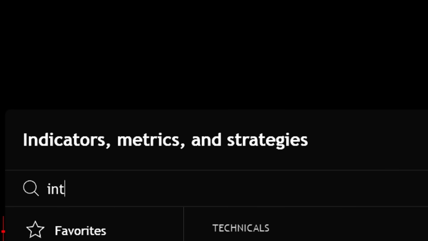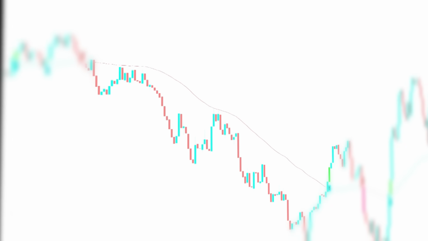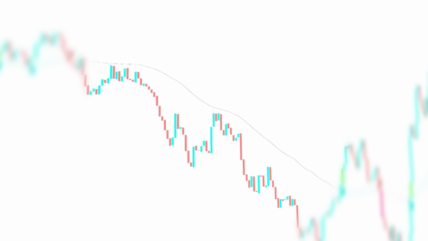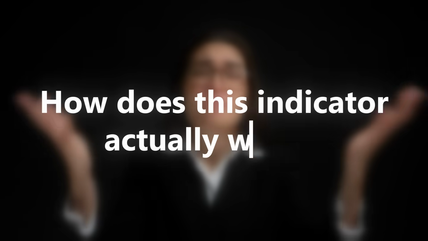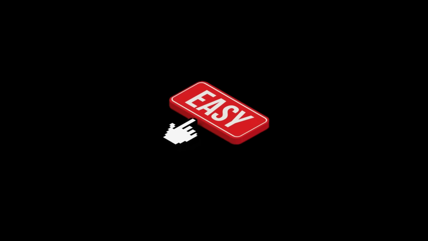Type in intraday buy sell into the search bar, hit enter, and click on the results to add it to your chart. That's it, it's added. Beginner friendly, fast, and ready to go. So how does this indicator actually work? It's pretty straightforward once you see it in action.